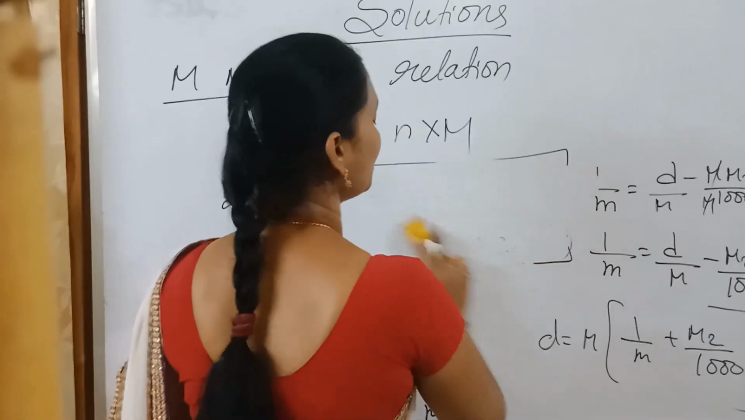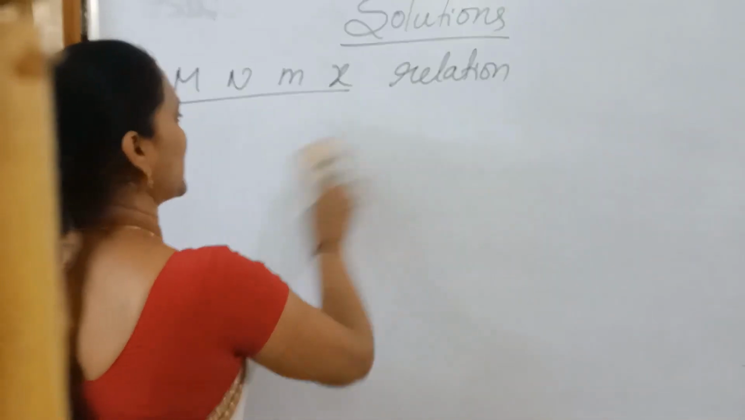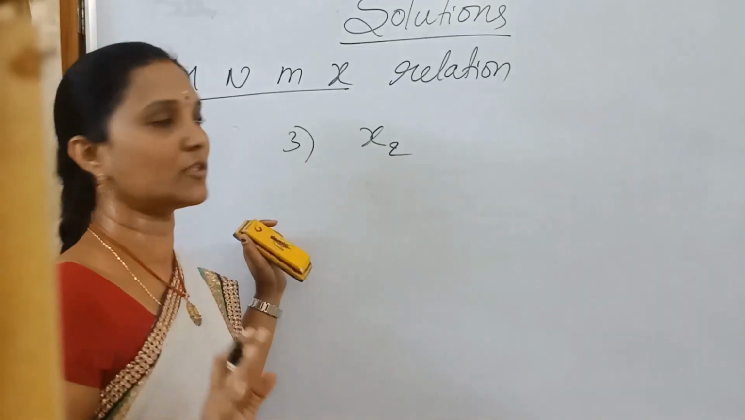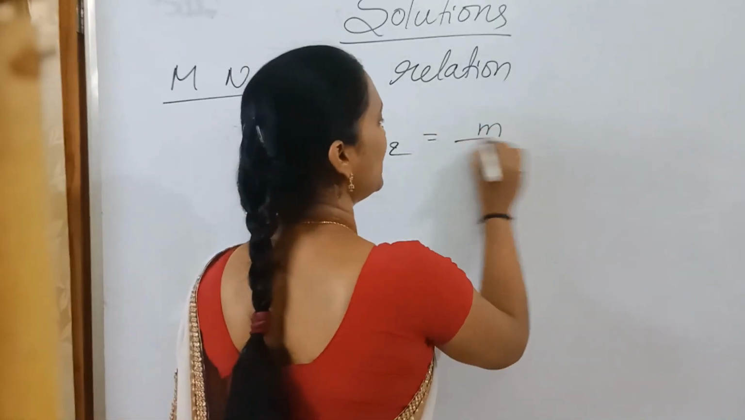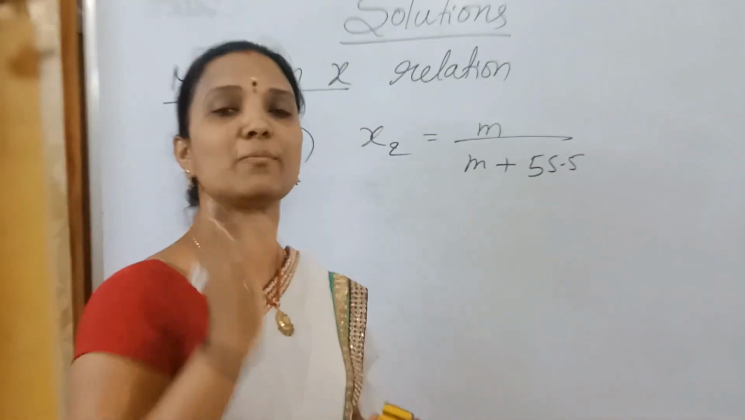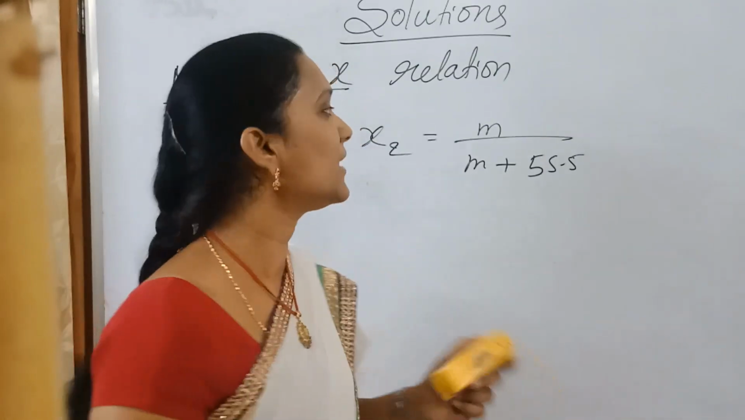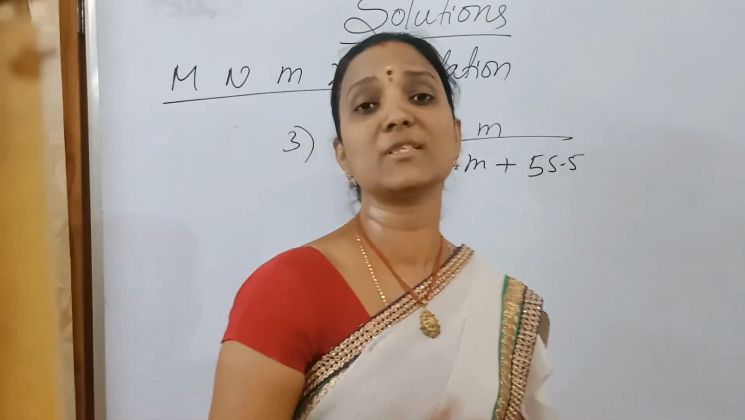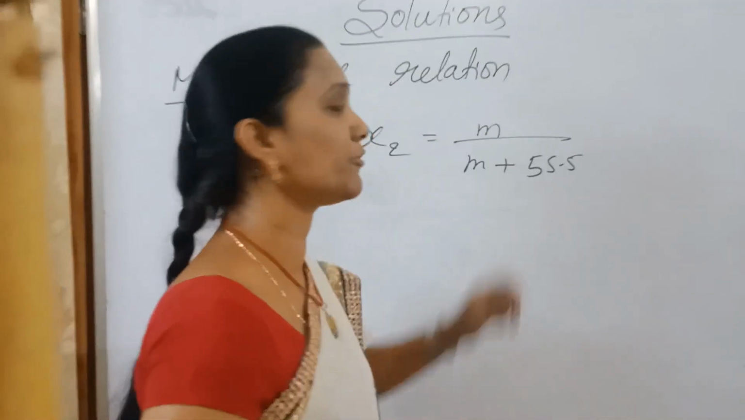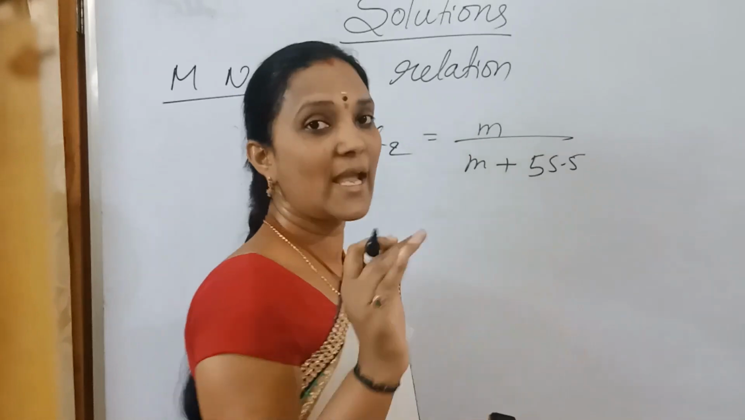And the third one is the relation between molality and mole fraction. What is the relation between molality and mole fraction? Here 2 means the solute. x2 = m / (m + 55.55). What is this 55.55? It is 1000 divided by the molecular mass of solvent. This is only for aqueous solutions, because an aqueous solution means there is water. Water's molecular mass is 18, and 1000 by 18 is 55.55. So using 55.55 is only for aqueous solutions.